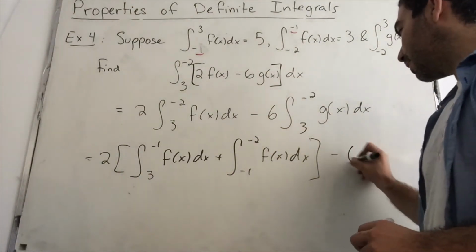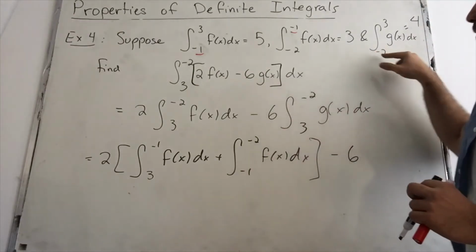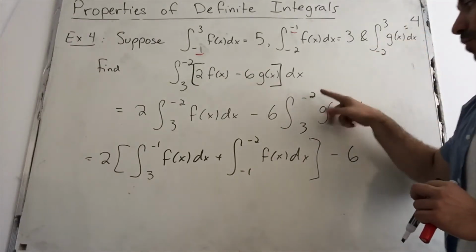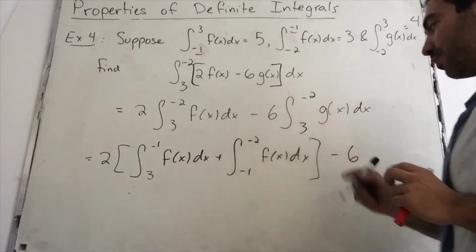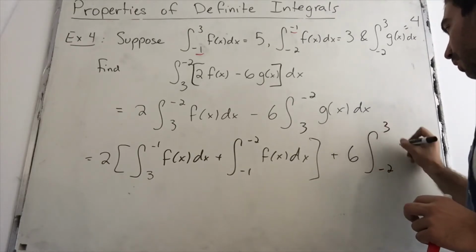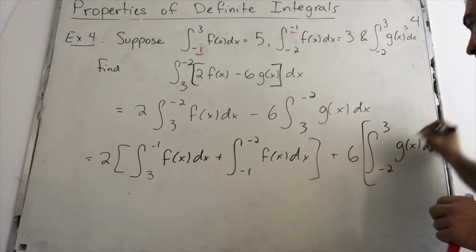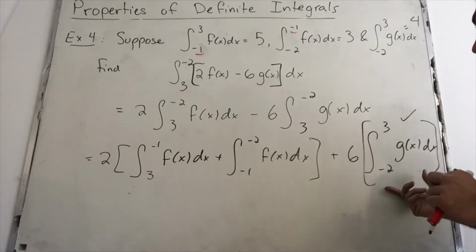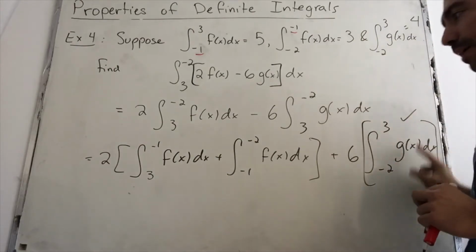Okay, both these terms are multiplied by 2. And then we have minus 6 times here. Well, we could solve this right away because we want -2 to 3. We have 3 to -2. It's the opposite way. We're going to flip it. But in doing so, by flipping it, it turns this into a plus. So we get plus 6 integral from -2 to 3 of g of x dx. This piece here is okay. This is done. We have it. The integral from -2 to 3 of g of x dx is just 4. So we have 4 over here.